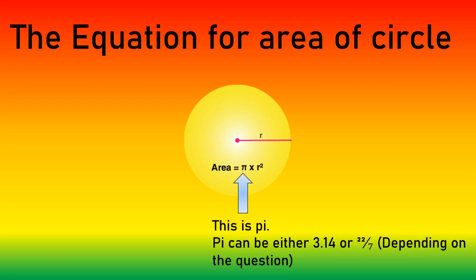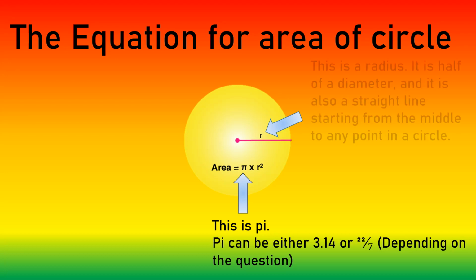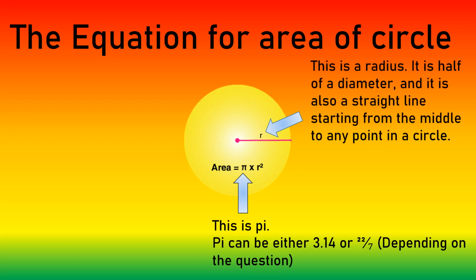Pi can be either 3.14 or 22 out of 7, depending on the question. Now what is r? R is the radius. It is half of a diameter and is also a straight line starting from the middle of a circle to any point on the circle. Lastly, this is the radius times itself.